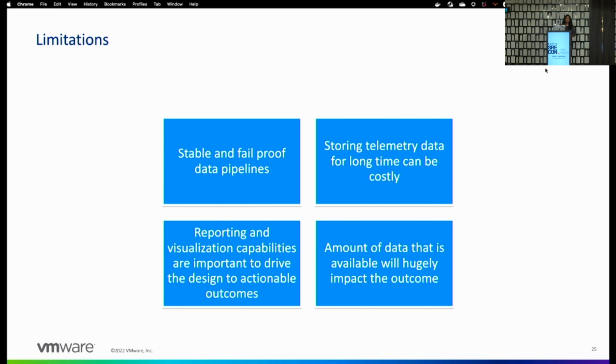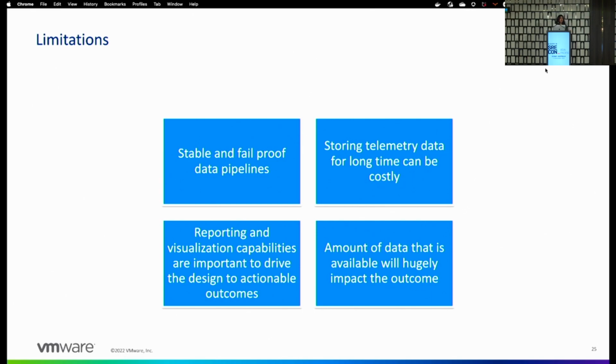And storing the telemetry data, since we are storing a lot of data, it is pretty costly, and we need data for a longer time. Like we cannot work with 30 days data or 60 days data. We need data for at least 6 months. So yeah, that leads to the fourth point: the amount of data that is available is very important to make the right decisions.